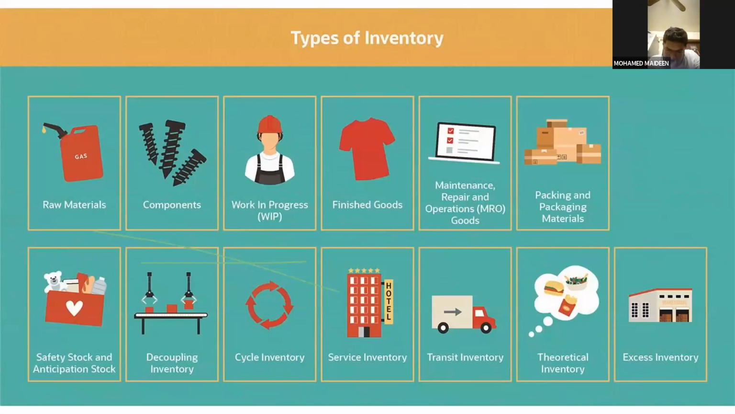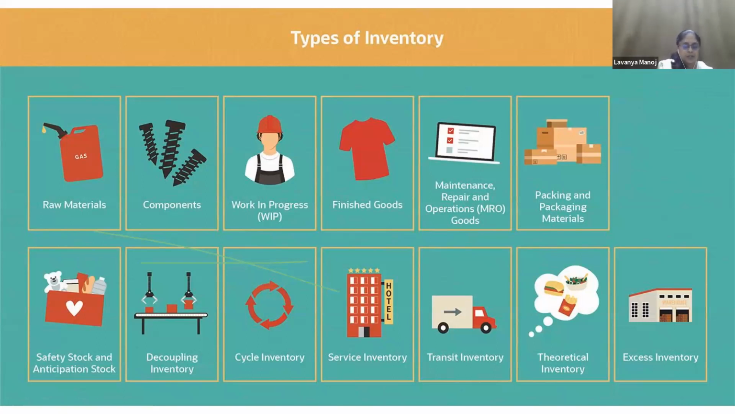Okay, first we are starting with the types of inventories. Raw materials, of course, we know. Components, work in process or work in progress. Few say work in process, few say work in progress. Finished goods, maintenance, repair and operations goods, that is MRO inventory. Packing and packaging materials, that too comes under inventory, because everything is directly related to the goods.